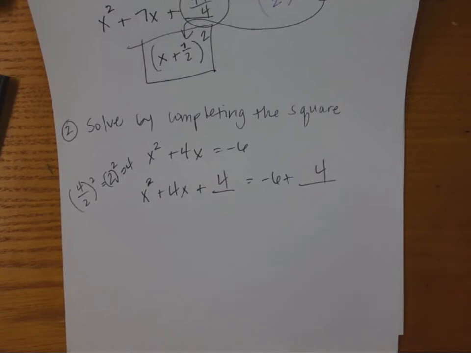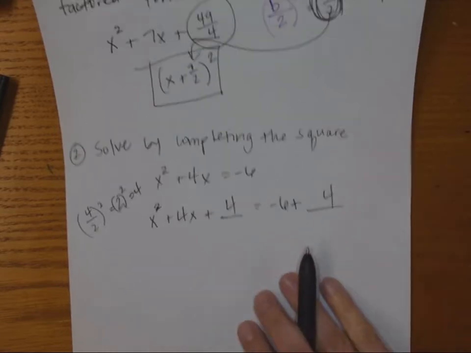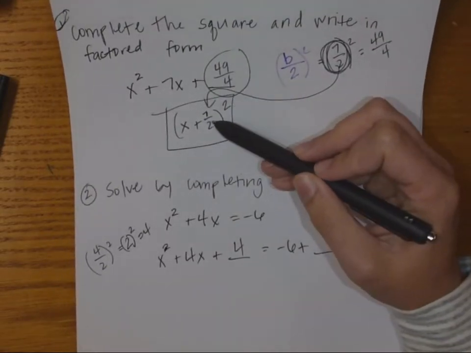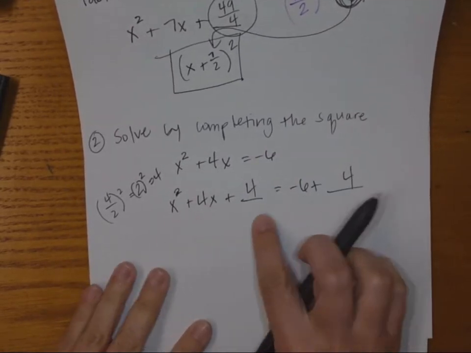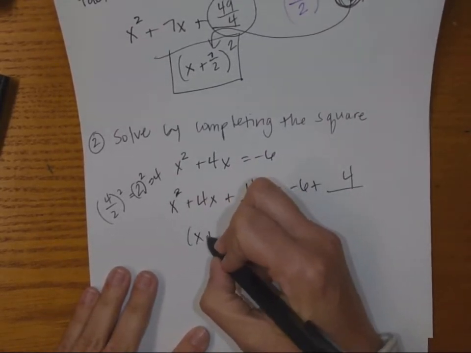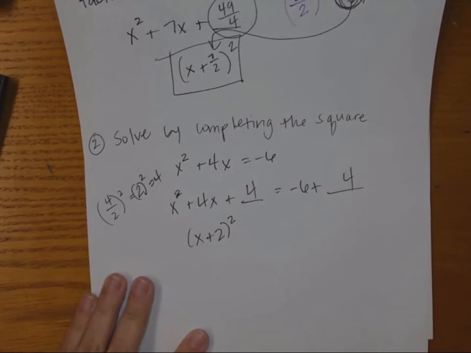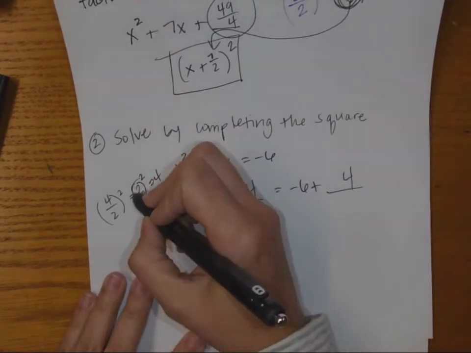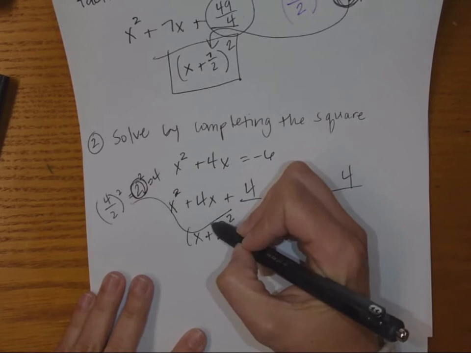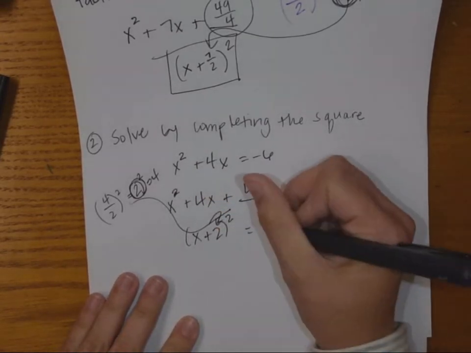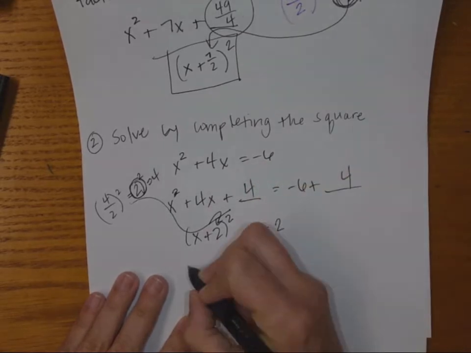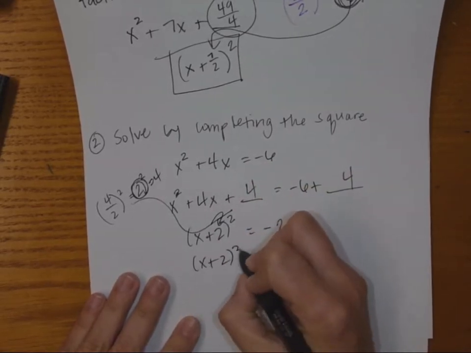A lot of people get stuck at this point, because they forget what the next step is. So just a reminder, when you fill in the blank here, the next thing you do is write it in factored form. Same thing here, write this part in factored form. So this part in factored form is x plus 2 squared. Remember the plus 2 is the number before I squared it. Sorry, right there. Equals -6 plus 4. -6 plus 4 is -2. I'm going to go ahead and rewrite that because I kind of messed that up a little bit.